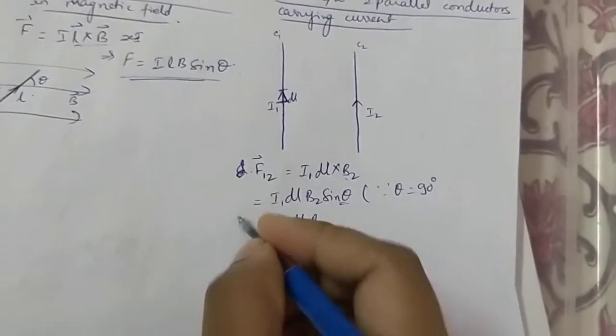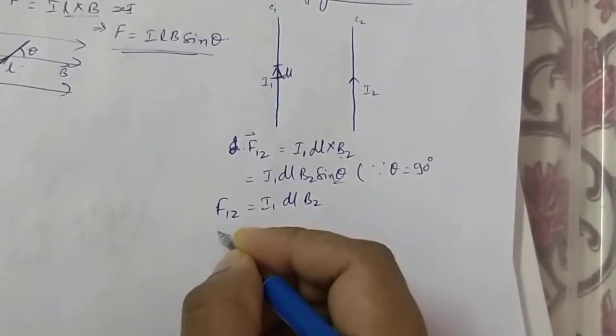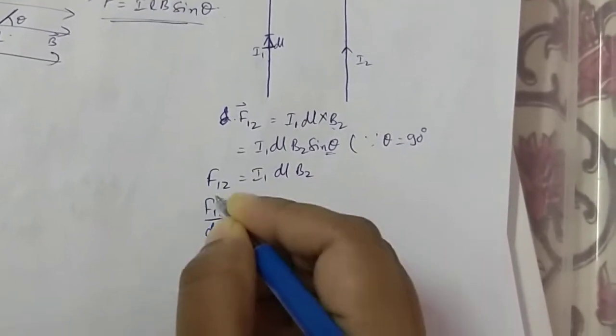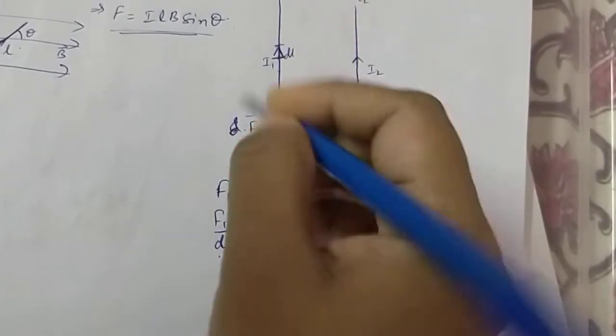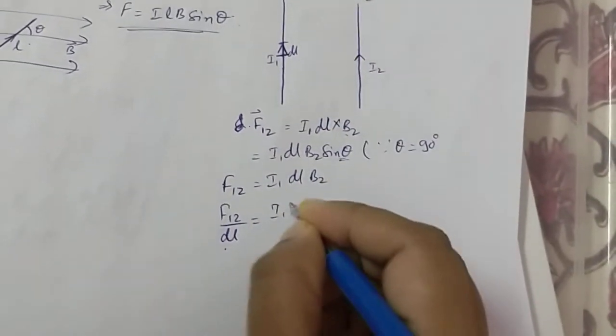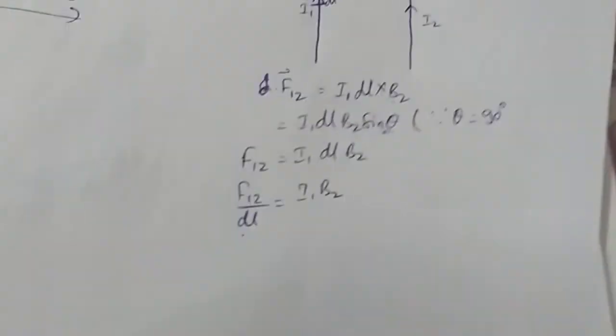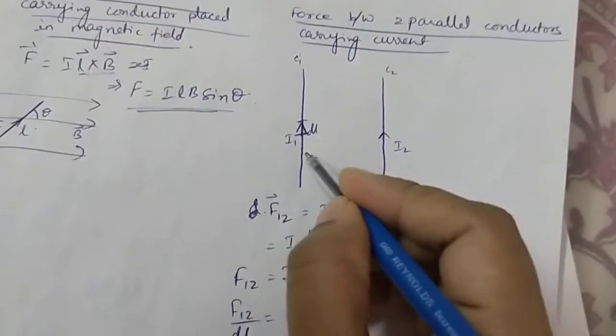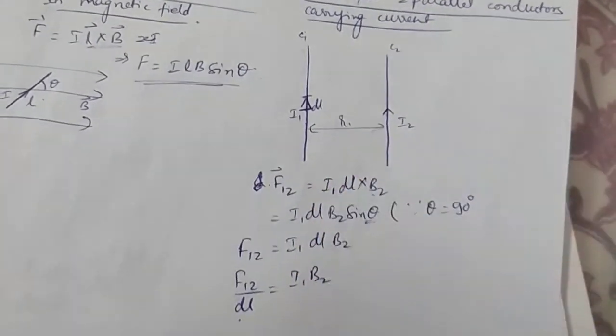Okay, now what is this? This is F12. So F12 by dl, the force per unit length for this wire, is equal to I1 B2. But what is B2? It is the magnetic field due to a straight conductor. Suppose this distance is r.